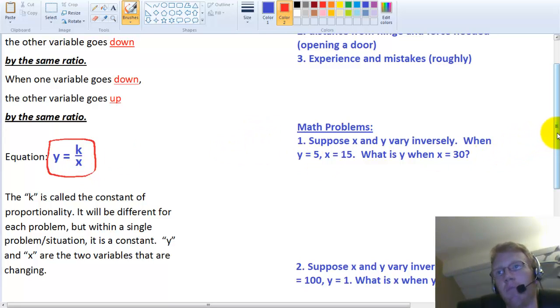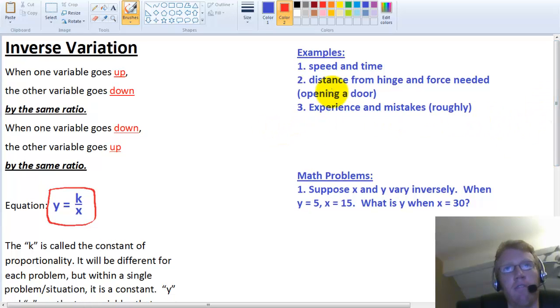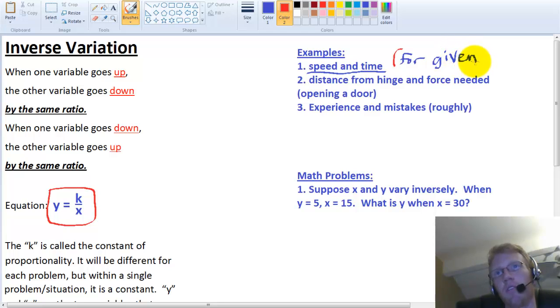So a couple of examples to get your mind in the mode of inverse variation. Speed and time for a given distance. So if you have a certain distance that you want to drive, say for example from your house to school, and suppose you start driving faster, if you increase your speed, what happens to the time it takes to get there? Well, it's going to be less. So if you drive twice as fast, you're going to take half as much time to get there. So if one of them is multiplied by 2, the other was divided by 2.